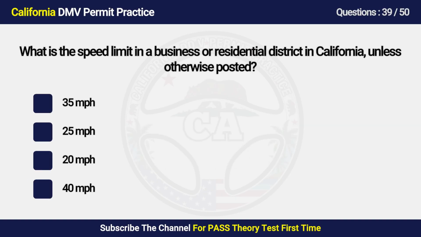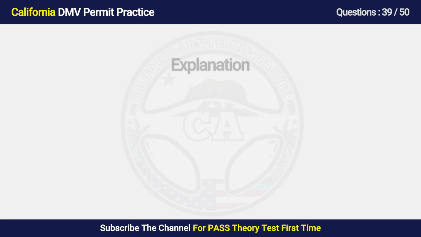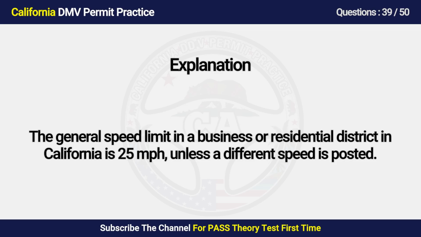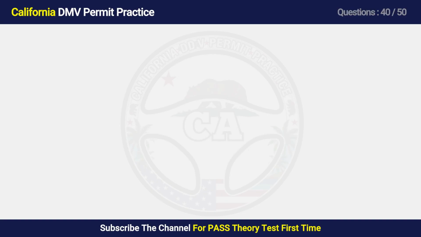Question 39. What is the speed limit in a business or residential district in California, unless otherwise posted? A. 35. B. 25. C. 20. D. 40. Answer is B. 25. The general speed limit in a business or residential district in California is 25, unless a different speed is posted.